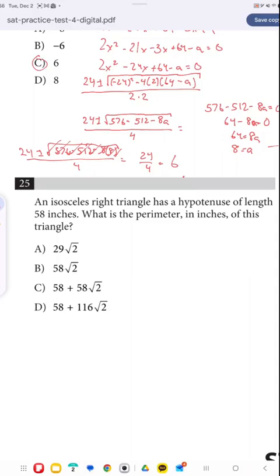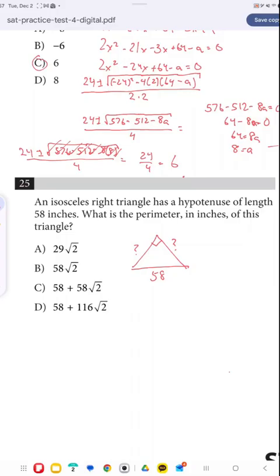Question 25. An isosceles right triangle has a hypotenuse of length 58 inches. What is the perimeter in inches of this triangle? So if we were to draw a diagram, it looks something like this. So we don't know what that length is and what that length is.